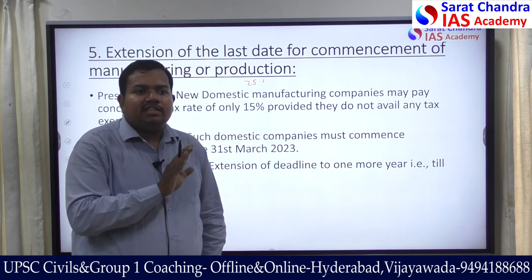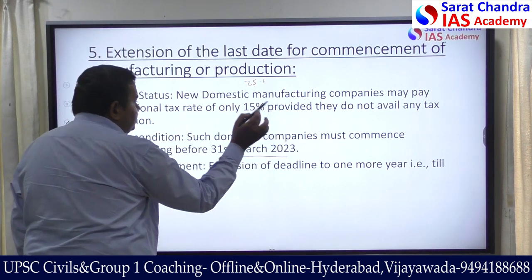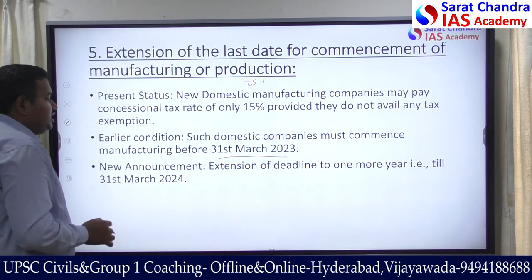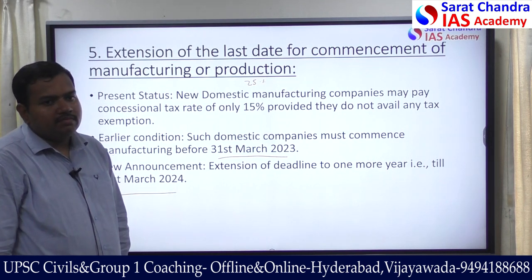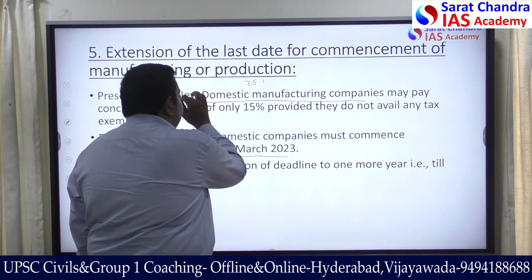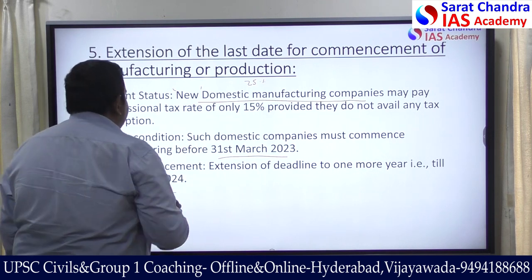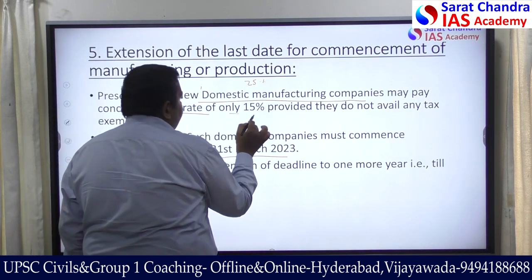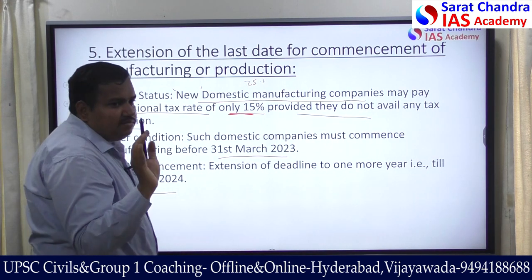But again, for availing this benefit, there is one cutoff date. Before, the cutoff date was 31st March 2023. Now we have extended the deadline by 1 year, to 31st March 2024. Okay, so new domestic manufacturing company. Here the important point is new. New domestic manufacturing companies may pay concessional tax rate of only 15%, provided they do not avail any tax exemption.